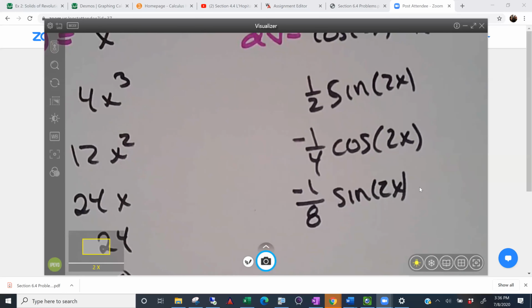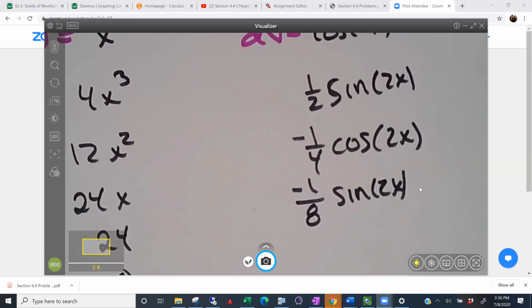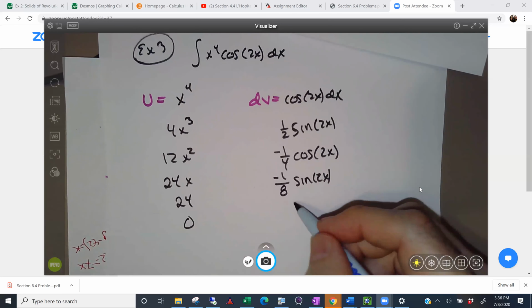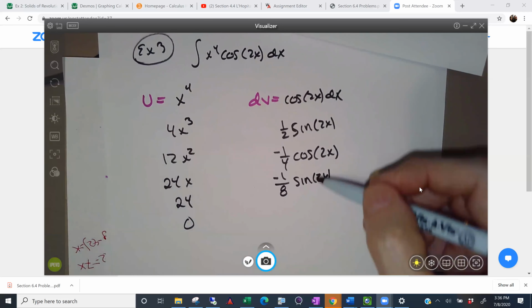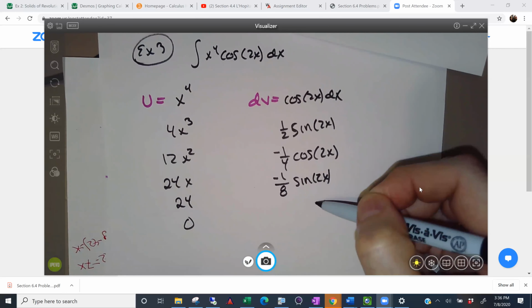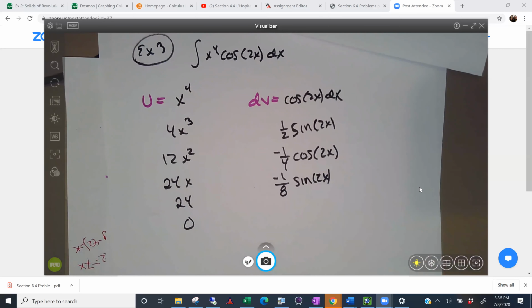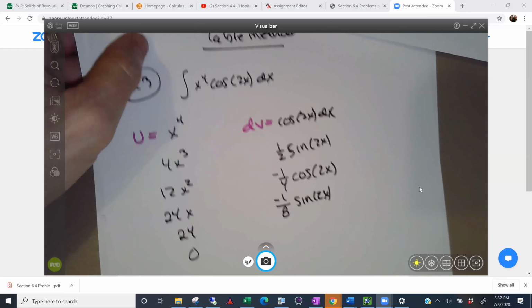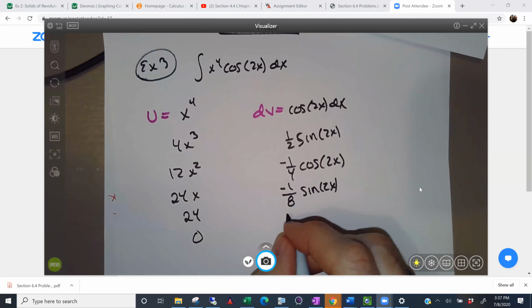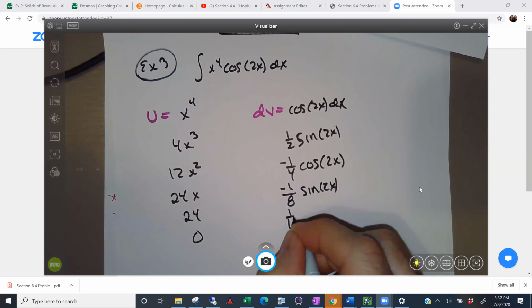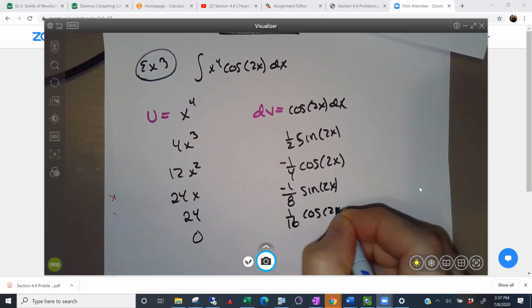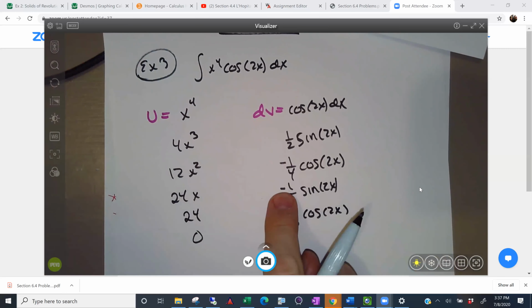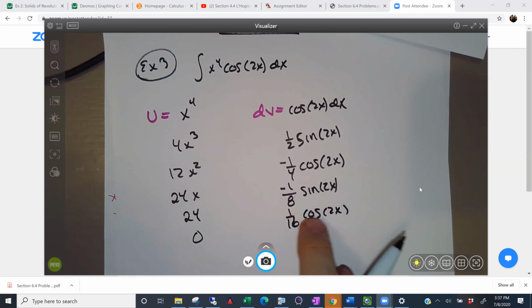All right, good job. Try the next one. We need to do this 2 more times. So try and find the antiderivative here and here again. So 2 more. Would it be 1/16 cosine of 2x? Nice. 1/16 cosine of 2x. Good, because the derivative of cosine is negative sine, so I want a positive here, so when I differentiate, I get the negative there. Beautiful.